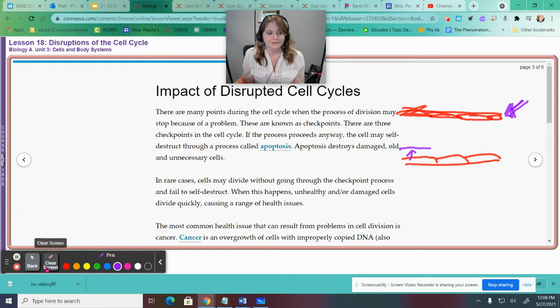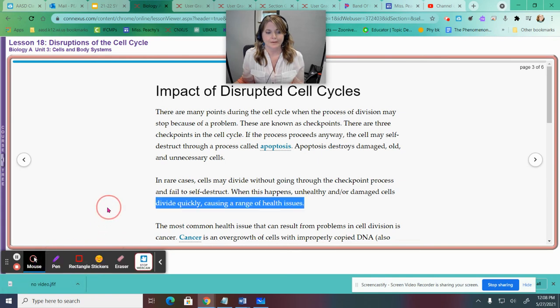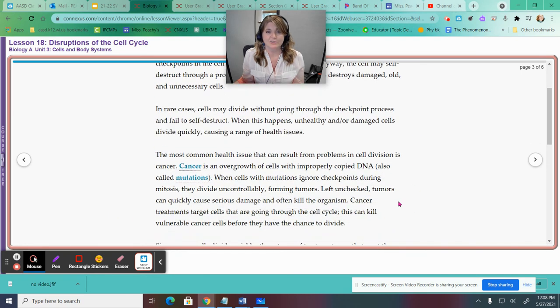So what happens when things go wrong? When you have the cell cycle that doesn't function correctly. Well, sometimes that DNA code that gets copied in the S phase of the cell cycle has errors in it. We've talked about those errors before. You've got point mutations that can result in substitutions or deletions or insertions that can result in frame shift mutations. Those we talked about previously. And one of the things that can result from this is cancer. And cancer is an overgrowth of cells with improperly copied or mutated DNA.